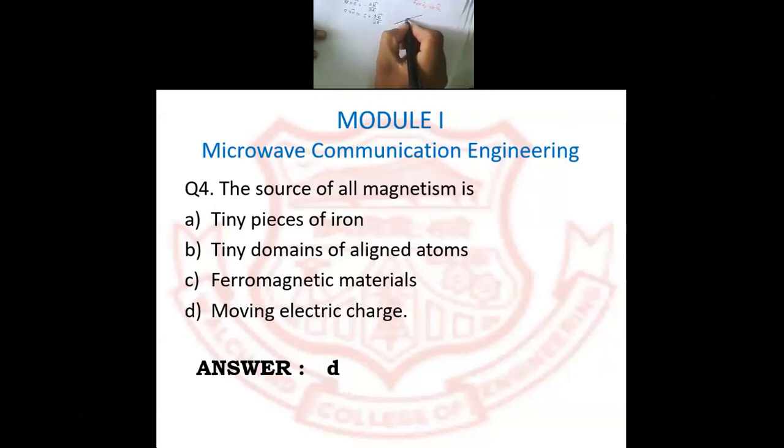When current flows through the conductor, that current is nothing but the rate of change of charge with respect to time, that is dq by dt. So from the charge we can find out the field around this particular wire, that is the magnetic field, and from the given charge we can find out the electric field. So electric field and magnetic field depend upon the moving electric charge. It is either a source of electric field or a source of magnetic field, depending upon whatever charge we have.